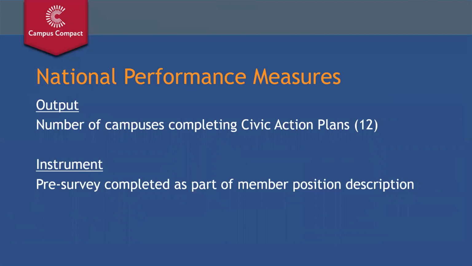So we're just going to dive into things. Our national performance measures, so these are the Civic Action Plans. The output for that, again, our goal is 12. Our instrument is collecting that information through a pre-survey, but that's built into the member position description process. So you don't have to complete an extra step. You're already doing that as you're completing those member position descriptions. So it's baked into the process of the program.